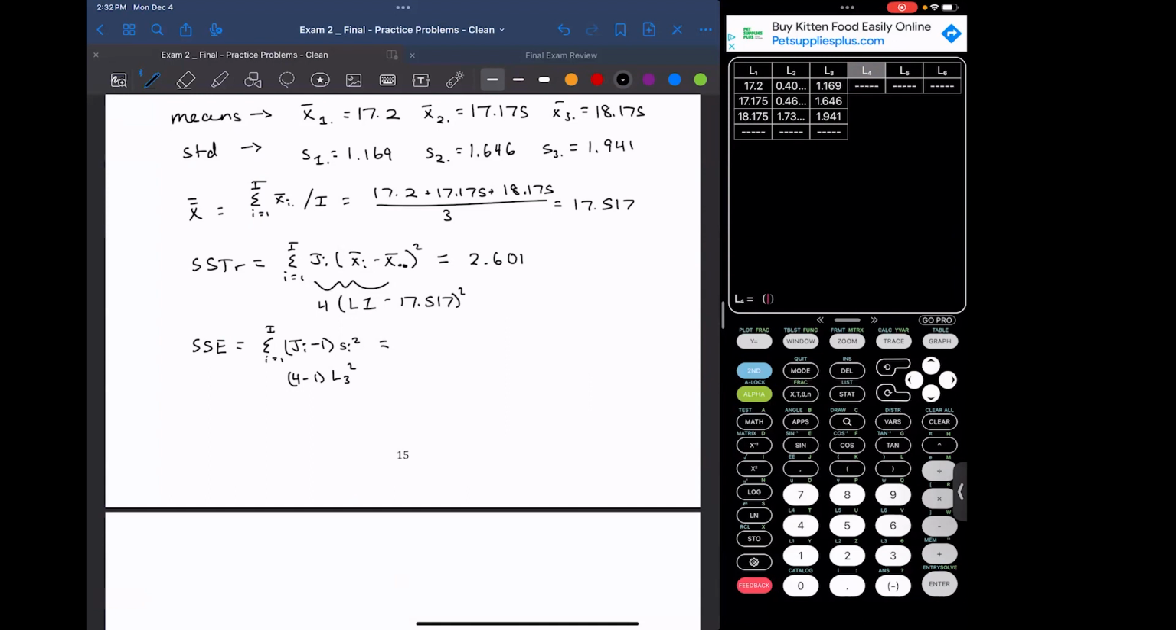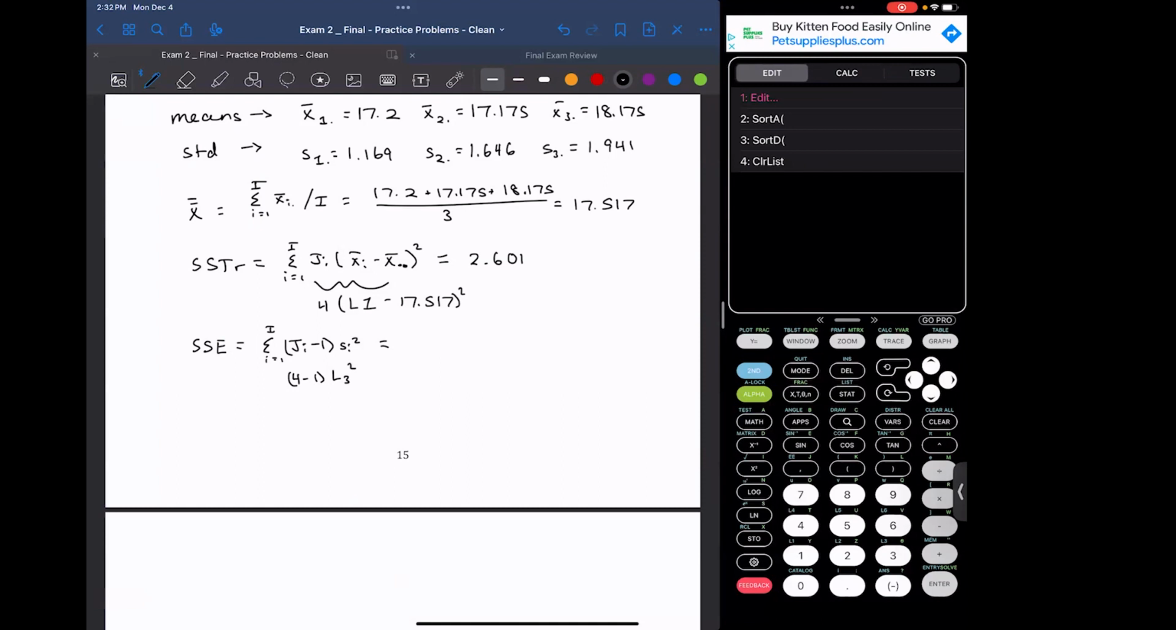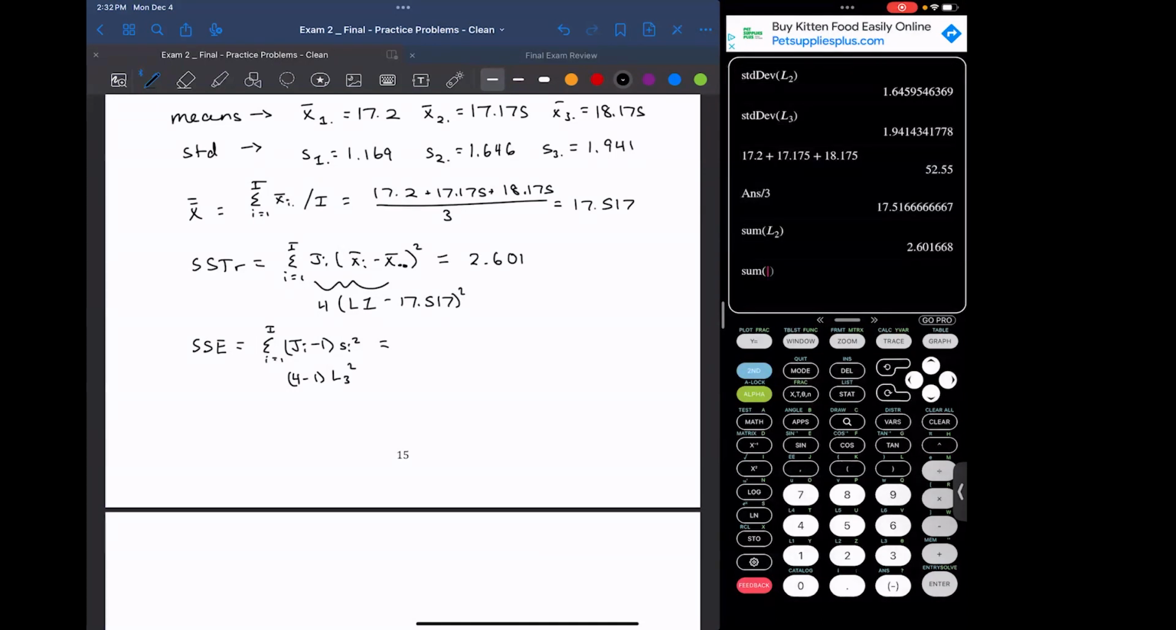Oh, it doesn't like that. Parenthesis 4 minus 1. And then times our SI, which is list 3. So second 3. And we have to square those. So now we get our values there. We can go back and then sum these things together. All right, so now we can sum our stuff. We put all of these into list 4, so we'll click second 4 for list 4. And we get 23.53.